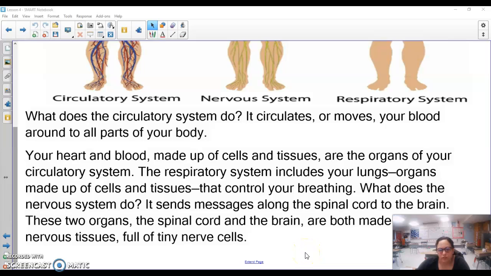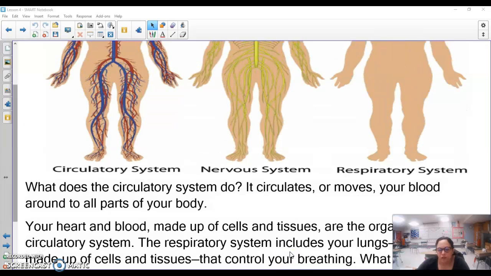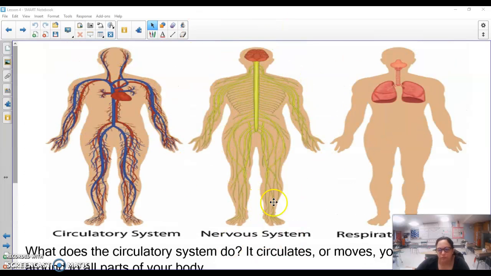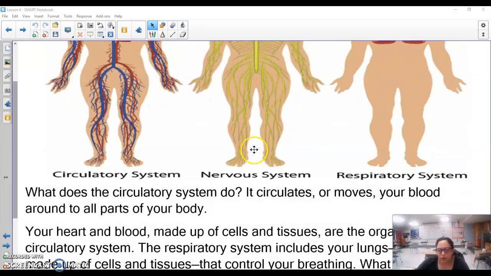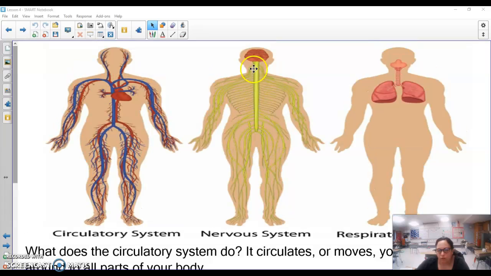What does the nervous system do? It sends messages along the spinal cord to the brain. And these two organs, the spinal cord and the brain, are both made up of nervous tissues full of tiny cells. So here's your nervous system, made up of nerves, okay, and your brain and the spinal cord. And that's what sends all of the messages to your brain to let you know if something's hot, cold, sharp, smooth, hard, those kinds of things.